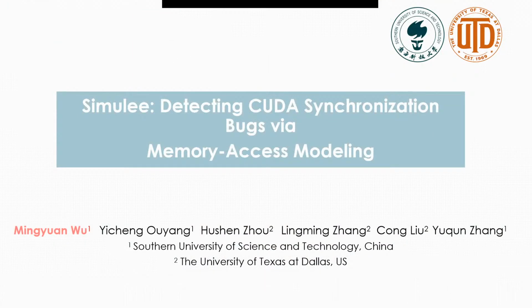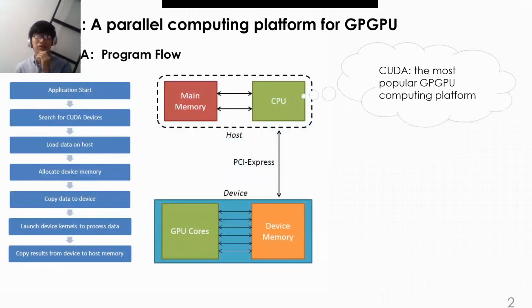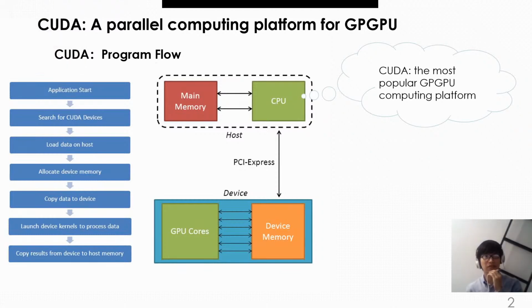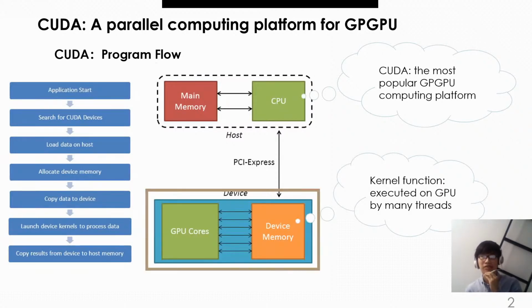Hello everyone. Today our presentation is about how to detect synchronization bugs in CUDA programs. CUDA is the most popular GPU computing platform proposed by NVIDIA, and you can see the basic flow here. First, we start the application and search for CUDA devices, load data from the devices, and allocate the resources on the CPU side and pass them to the kernel function. The basic idea is that it allocates resources on the CPU side and executes the kernel function on the GPU side, which is our target for detecting synchronization bugs.